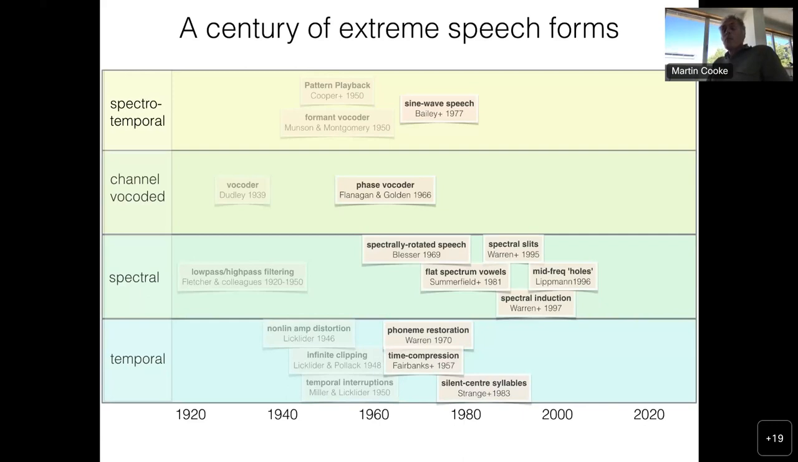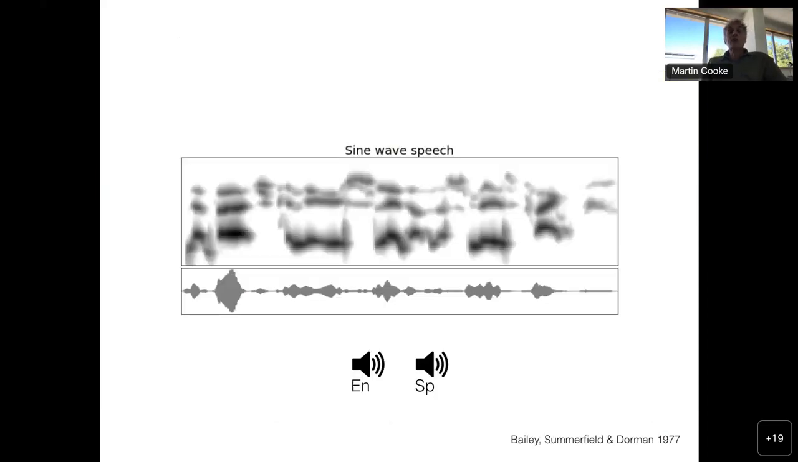Perhaps the most well-known form of distorted speech is sine wave speech. And I'll play you an example of that now. So sine wave speech is where either the first two or the first three formants are traced out, and then their frequencies and amplitudes are mapped onto resonators that follow those formants. So you can see that in this sort of auditory spectrogram above. You can see in this case it's a three formant sine wave speech. So here's an English example of that.